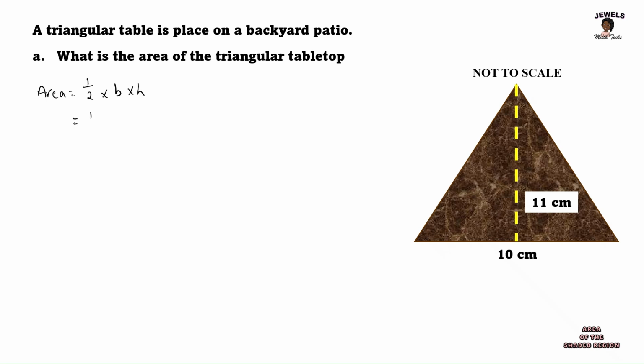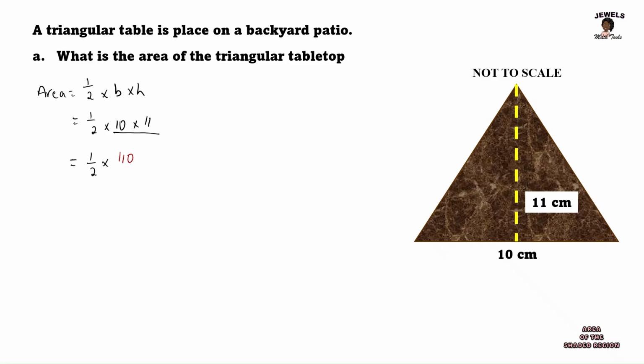And for this question, our base is equal to 10 centimeters. Our height is equal to 11 centimeters. And let's begin by first multiplying out those two whole numbers. Now, I like to eliminate the like terms first so that we can work on the other parts of the question afterwards. So 10 times 11 is equal to 110.